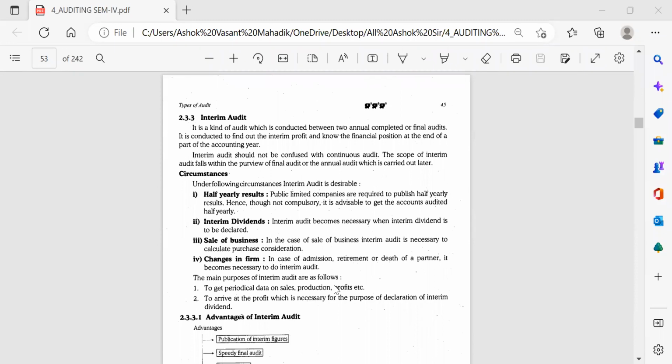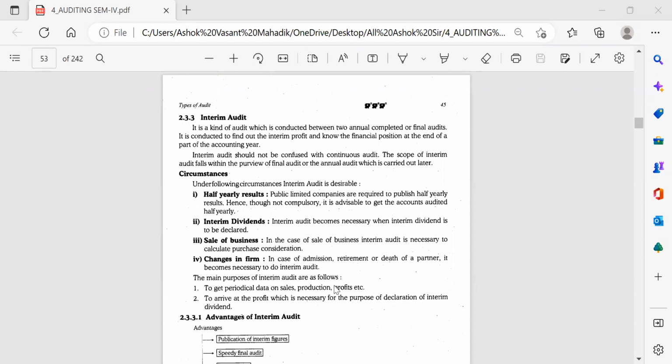Next type under this is interim audit. Don't get confused with internal audit. Internal audit was where the auditor was appointed by the management. This is interim audit. This is based on time. So interim audit is the audit which is conducted maybe half yearly. Any audit which takes place between two final audits is called an interim audit. Are you getting this? Clear?